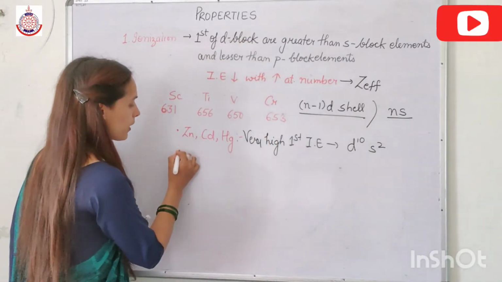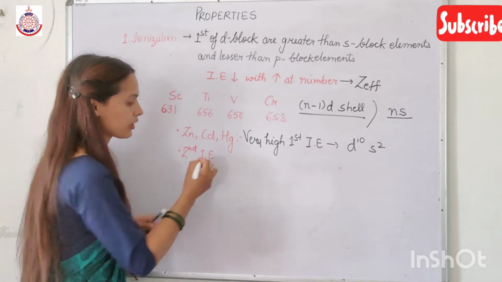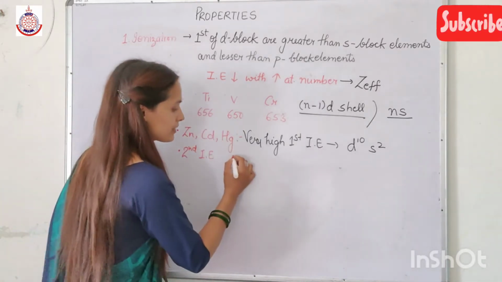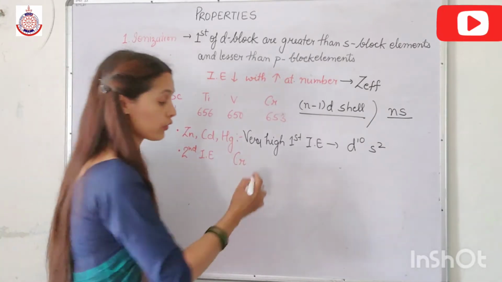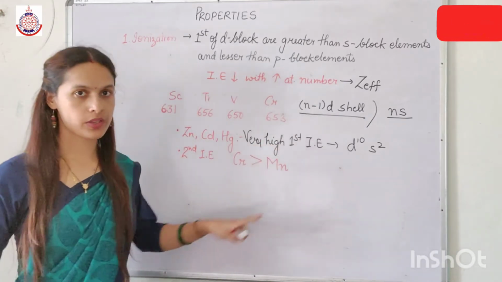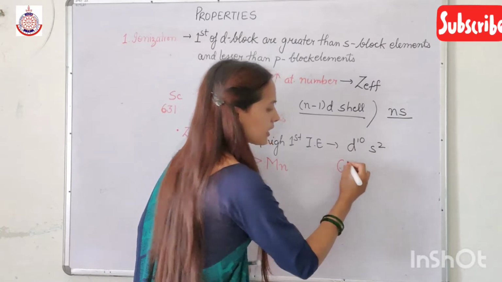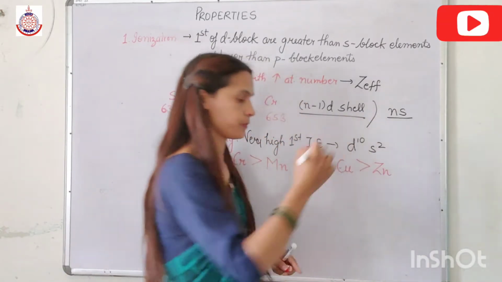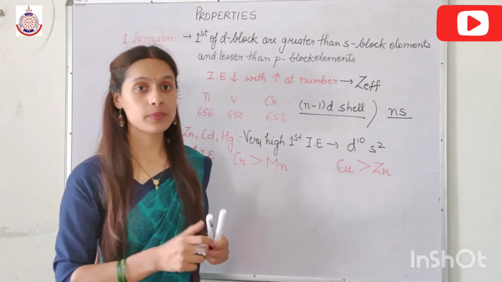But if we talk about the second ionization enthalpy, the second ionization enthalpy of chromium is greater than that of manganese, and the second ionization enthalpy of copper is greater than that of zinc. Now what is the reason behind this?